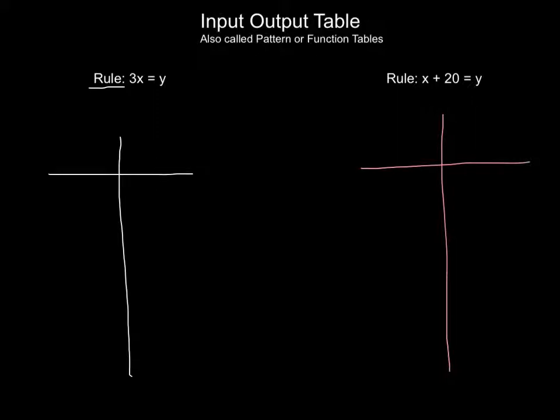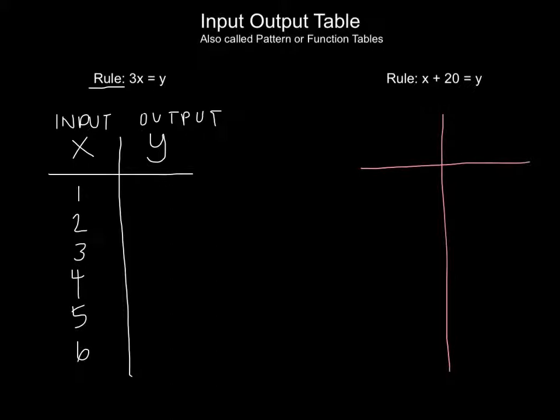On my T-chart, the left side is my input, and I'm going to use the variable x to represent my input. The other side is my output. The output is my answer. So when I put in x, y is my output, the answer to the problem. And I'm going to go ahead and give x several values because it is a variable. I know that it can change values. So I'm going to start with 1.